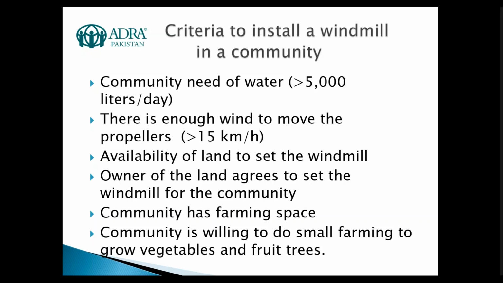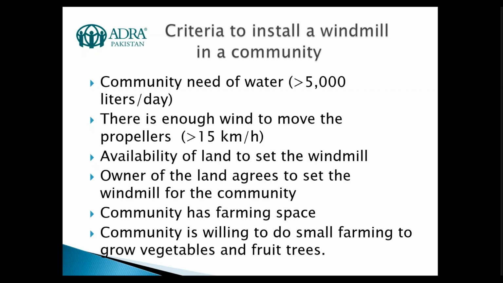Communities in the desert normally eat more meat than vegetables and fruits. And in this way, we are providing the opportunity for them to grow vegetables for their diet. And then the criteria we use: the need of the community should be more than 5,000 liters per day, the minimum. And there is enough wind. We already talked about this. There is enough wind in the area for moving the propellers beyond 15 kilometers per hour.